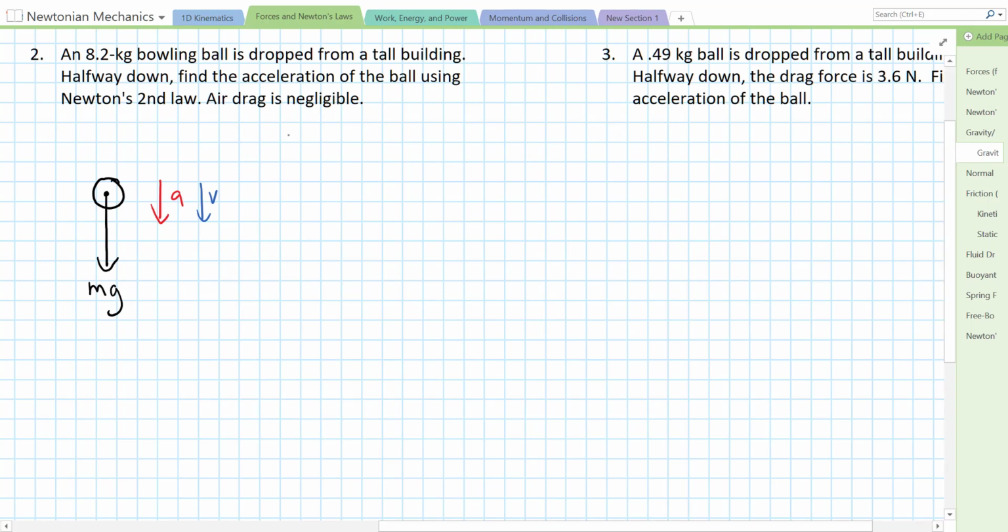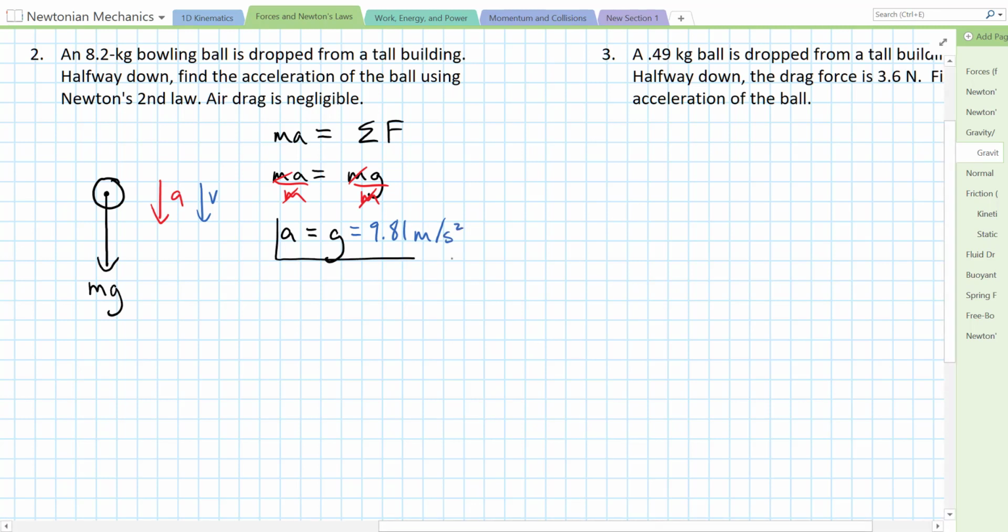Newton's second law says mass times acceleration is equal to the sum of the forces. So the mass of the ball times the acceleration is equal to, well, the only force here is mg, so it's going to be equal to mg. And we need to find the acceleration. We divide both sides by m, and we're left with acceleration is equal to g. And on Earth, g is going to be equal to 9.81 meters per second squared.